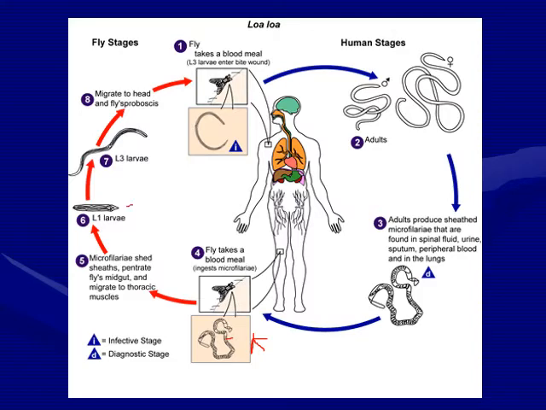This transforms into the first stage larva, then the third stage larva forms to settle in the mouth parts of the mosquito. The adults, you see, the female is much larger than the male, and the adults produce sheathed microfilariae. They settle in the large pelvic lymph nodes and maybe in the thoracic lymph nodes sometimes, and axillary nodes, to stay there in the big lymphatics and lymph nodes.